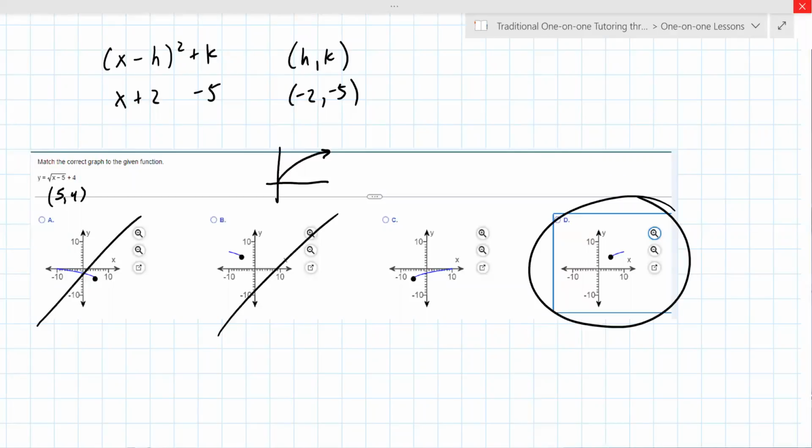Okay, so we're up to number 5. Great, more graphing. Okay.